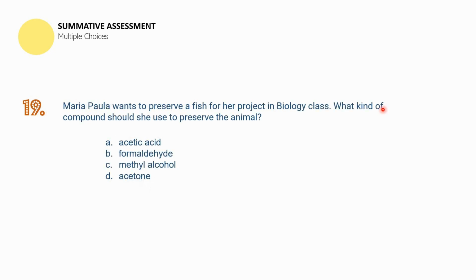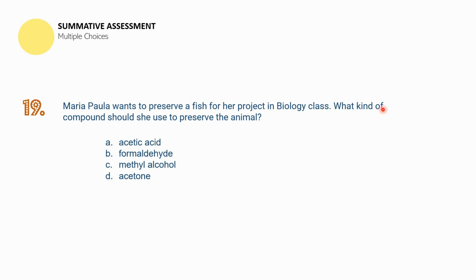Maria Paula wants to preserve a fish for her project in biology class. What kind of compound should she use to preserve the animal? A. Acetic acid, B. Formaldehyde, C. Methyl alcohol, or D. Acetone. Pause this video if you need more time. If you have decided to continue, let us proceed with question number 20.